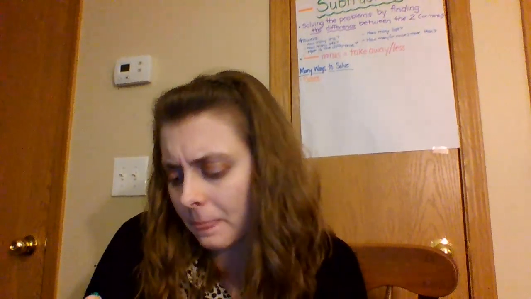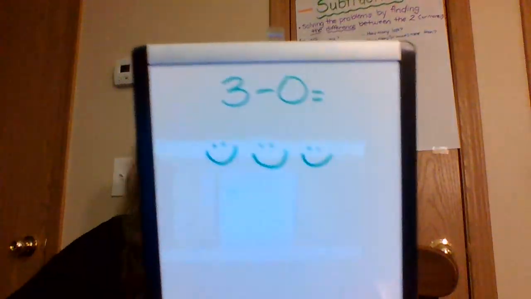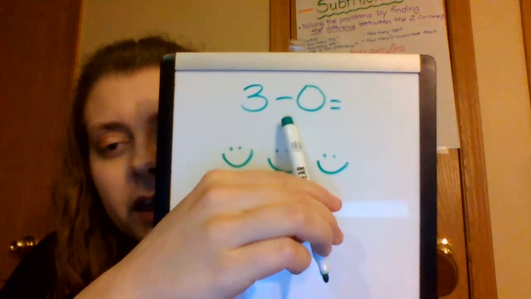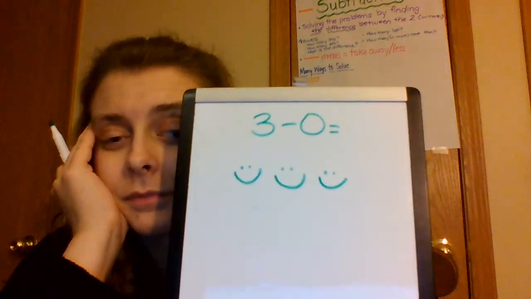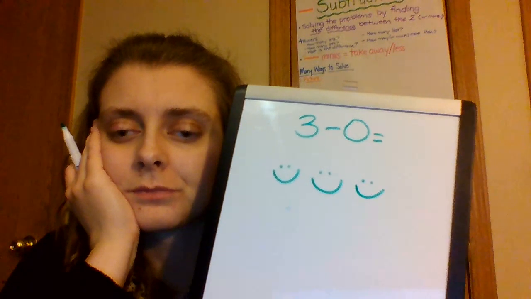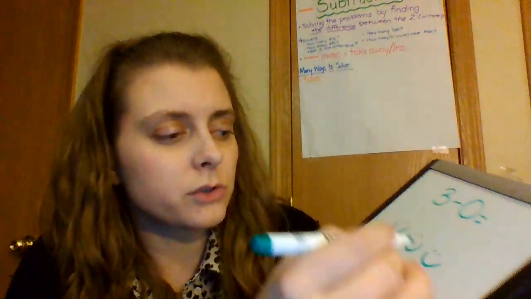And then, like I said, we're going to switch to the tally strategy, which, as you recall, is very, very similar. 3 minus 0. Smiley faces again. Start with 3. Take nothing away. How do we take nothing away? Right, we just don't do anything.